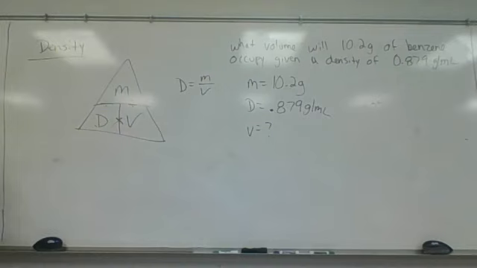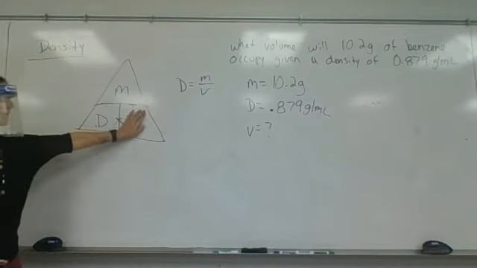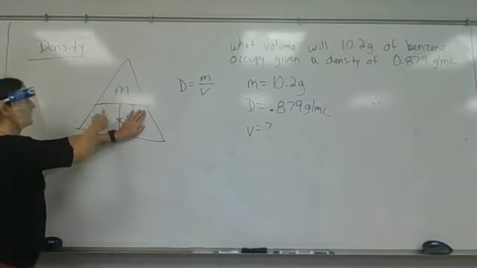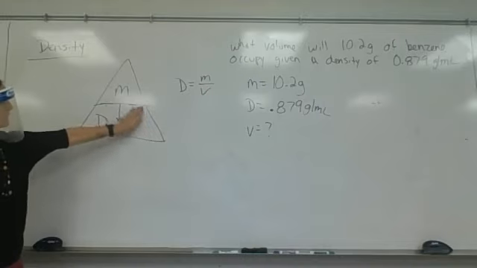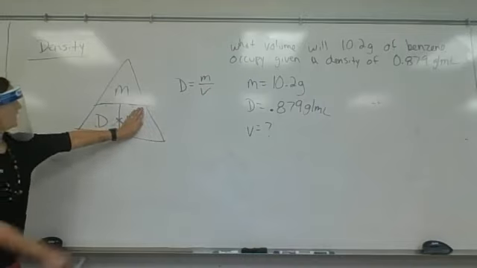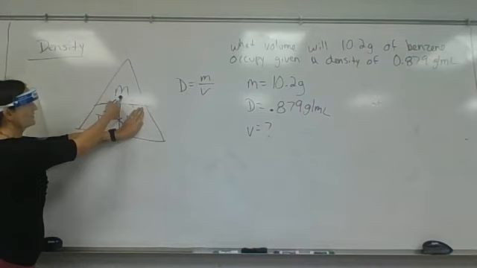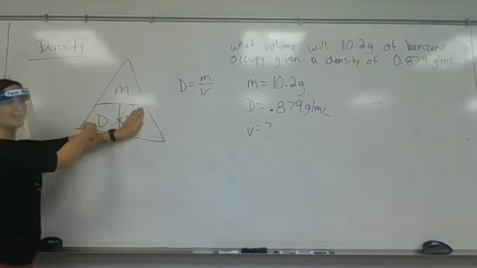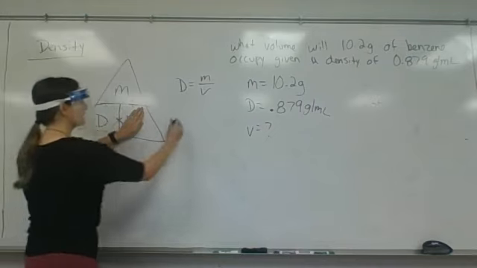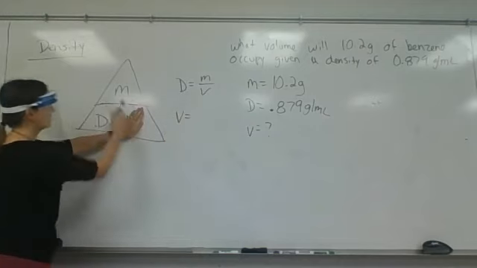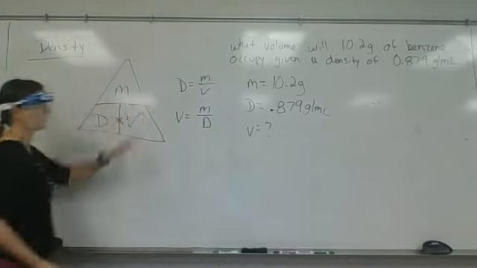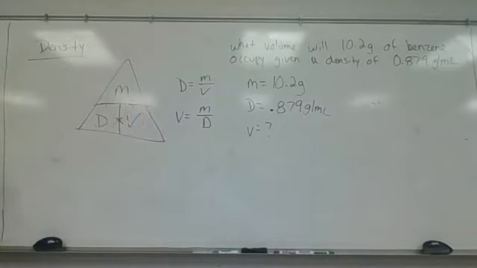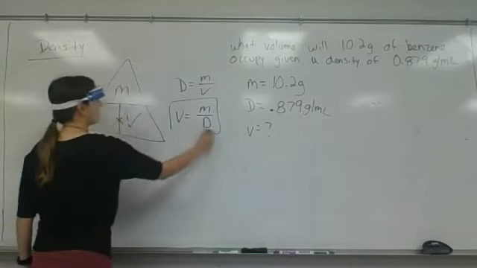So how do I use this to solve for volume? The trick is, whatever you're solving for, you just cover up with your hand. And then you apply the order of operations to the remaining variables. So if I'm solving for volume, I'm going to cover up the volume, and I'm going to take the mass, divide it by the density. So this equation is going to be rearranged to mass divided by density. So M over D. This is what I'll use to solve.